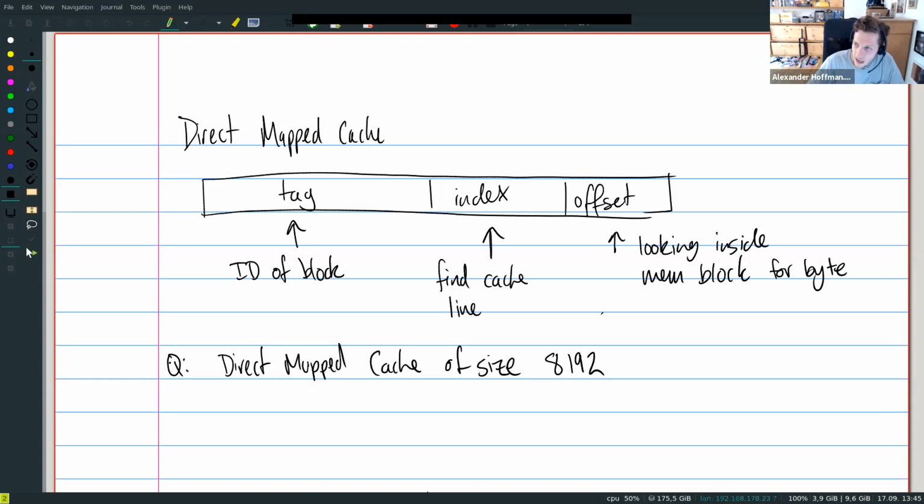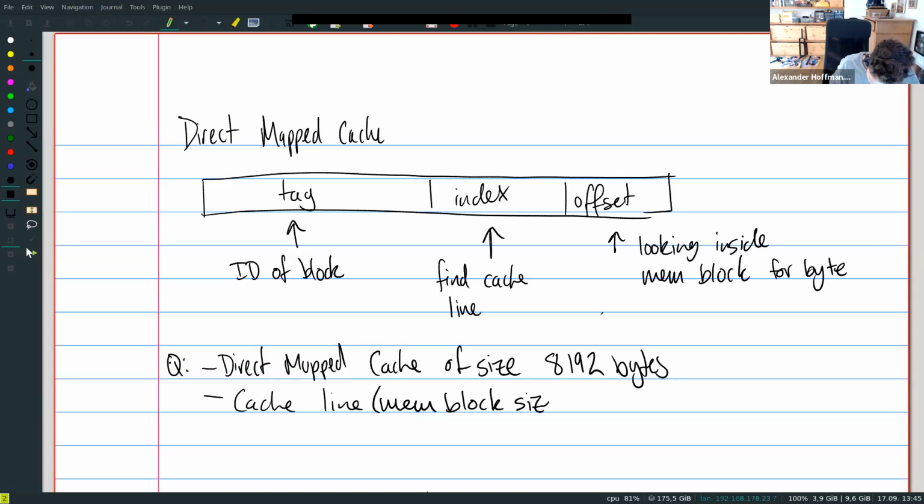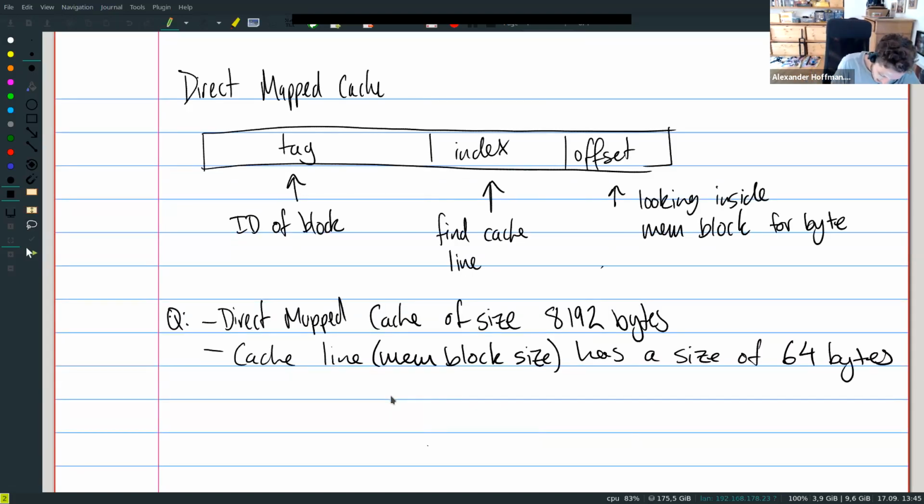So let's say we have a cache of 8,192 bytes. And in the case we have a direct cache of that size, our cache line, so this is the memory block size, has a size of 64 bytes. Right? So this is sort of describing the system.